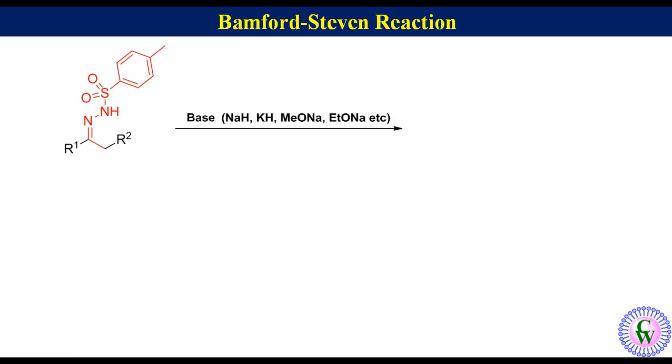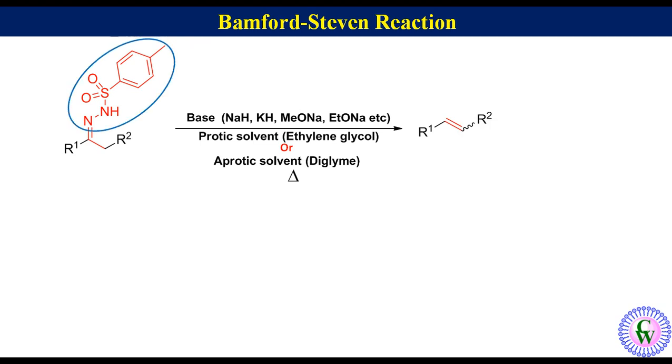sodium ethoxide, etc. in the presence of protic solvent like ethylene glycol or aprotic solvent like diglyme under heating condition to produce alkene. The overall changes in this reaction are removal of tosyl hydrazide group, formation of a pi bond between the carbon bearing R1 and R2, and addition of H at the carbon bearing R1.